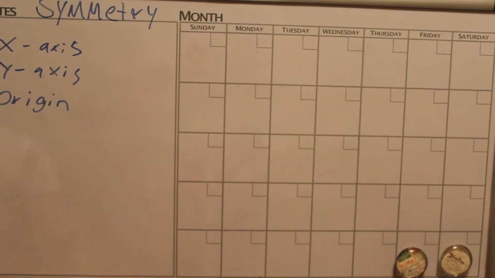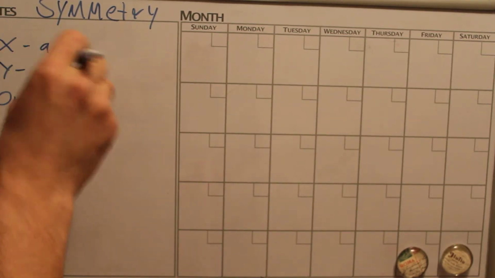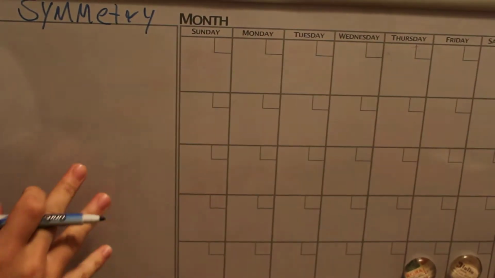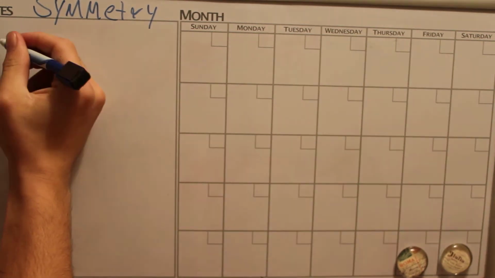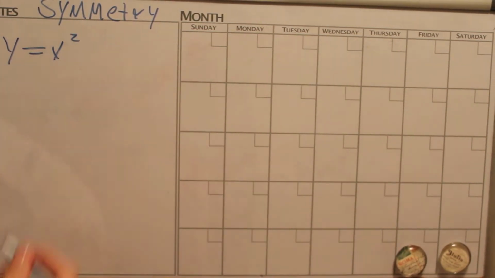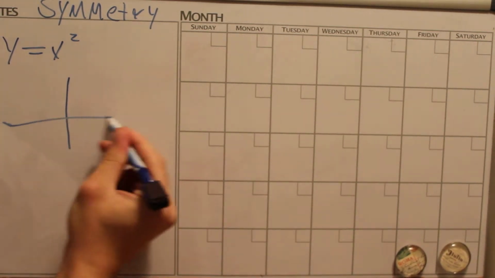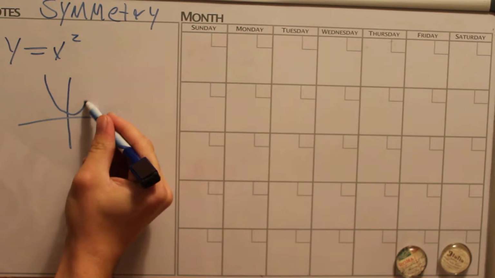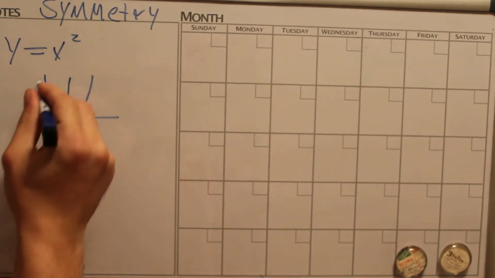What we also want to do is, given an equation, we want to be able to identify which symmetry to use. For example, let's look at some equations. So the first equation would be y equals x squared. And to graph that, of course, it would be a parabola, since it's squared.